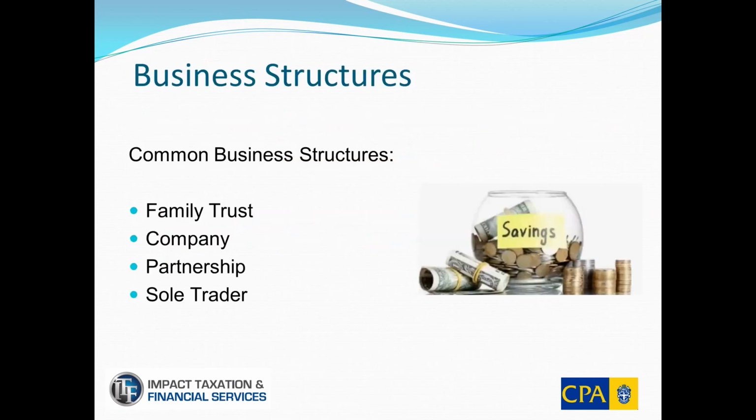In Australia, there are four most common business structures: family trust, company, partnership, and sole trader. There are other less common structures, and some of them are quite similar to one of these. If you have any other questions on different types of business structures not covered in the seminar, please let me know, and I can give you a separate private session. Other structures include business trust, unit trust, or superannuation. We will have future seminars that focus on superannuation, but it's not covered in this seminar.